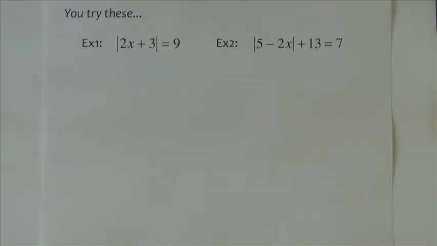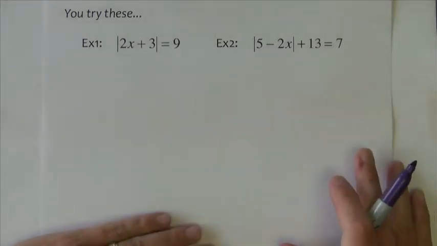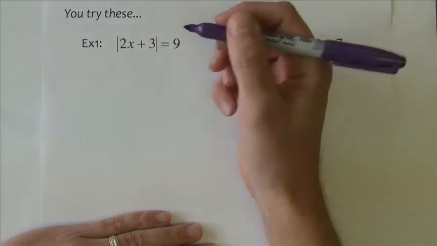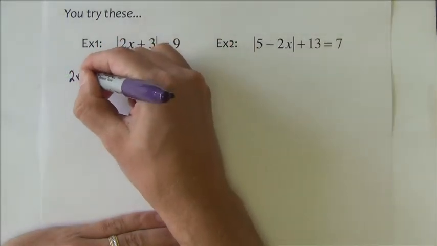Here's another couple of examples. I'm going to go ahead and work them for you. This would be a good point in the video if you want to pause and work on your own and then fast forward to the end and see the answers. You could do that too. First one, the absolute value is all by itself. So we're going to go ahead and split this into two equations.